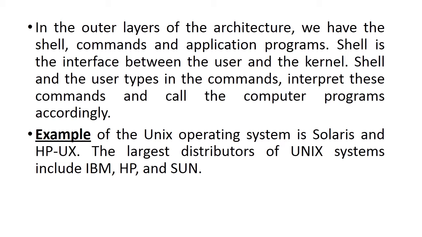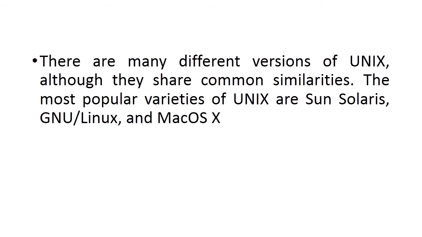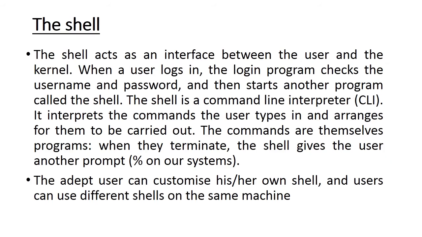Examples of Unix operating systems are Solaris and HP-UX. The largest distributors of Unix systems include IBM, HP and Sun. There are many different versions of Unix, although they share some common similarities, and they are Sun Solaris, Linux or GNU, and Mac OS X.